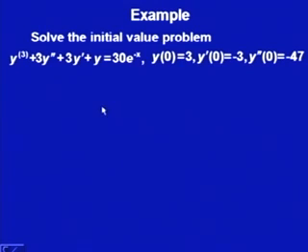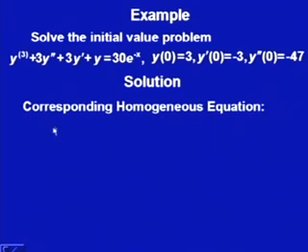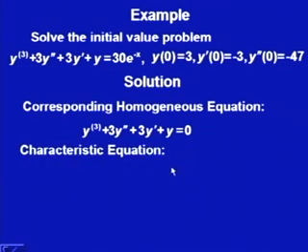So, let us try the solution. First, we will find the homogeneous equation. The corresponding homogeneous equation would be y''' + 3y'' + 3y' + y = 0. That is, we just make the right hand side 0. So, first we will find y_h. For finding the solution of this homogeneous equation, we require its characteristic equation, which would be lambda cube + 3 lambda square + 3 lambda + 1 = 0.